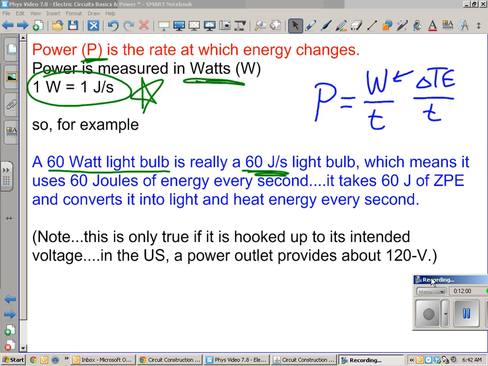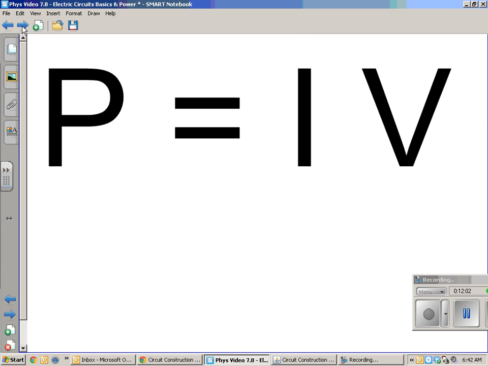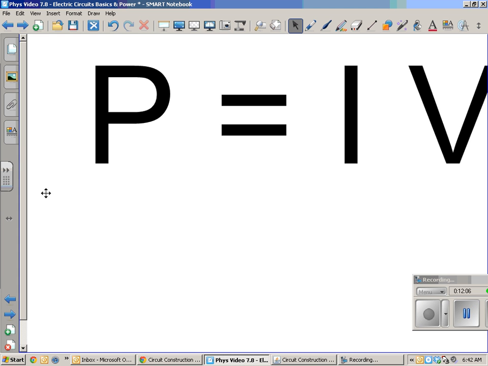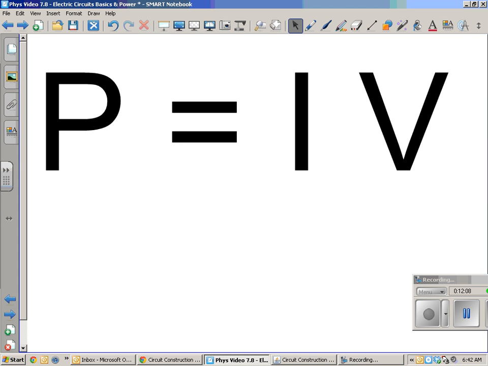So how do you find power? Well, it turns out that when you're talking about electricity, the amount of power is just the current times the voltage.